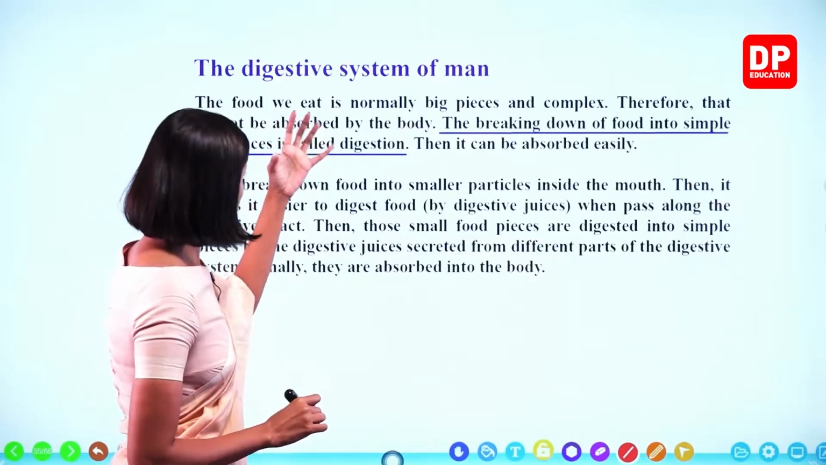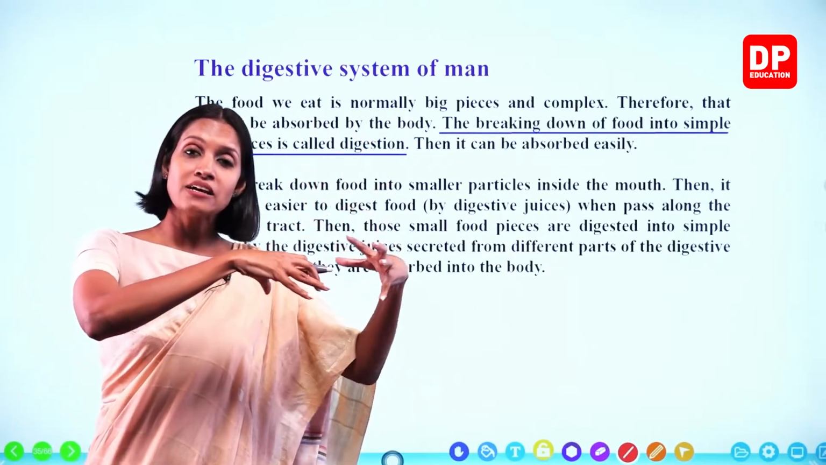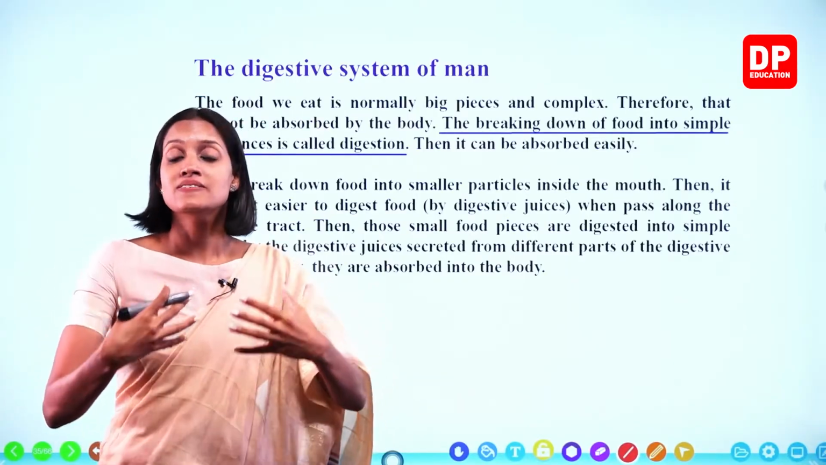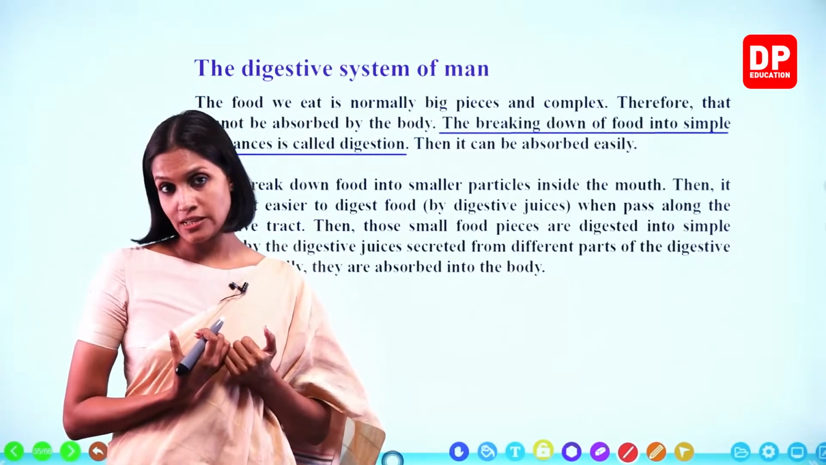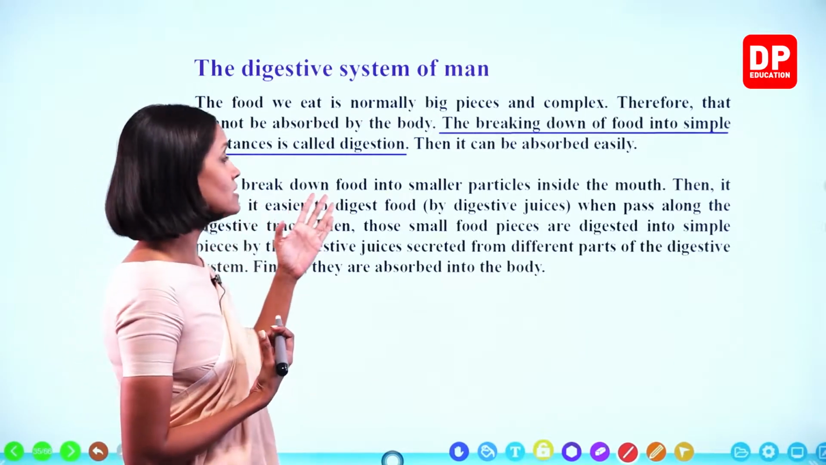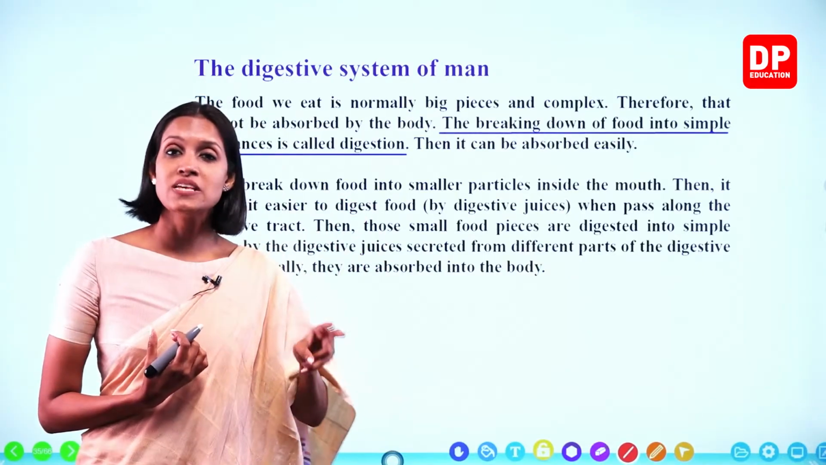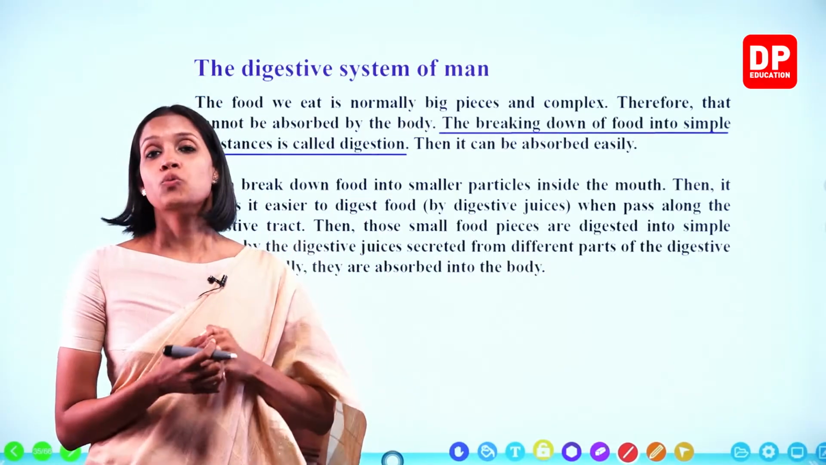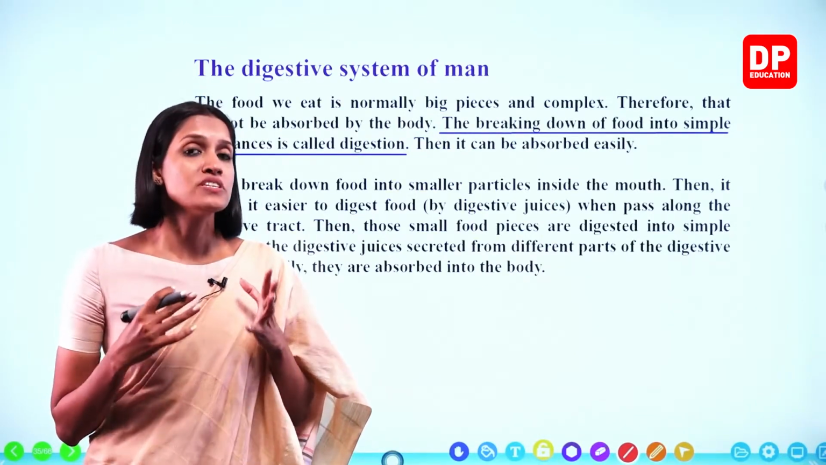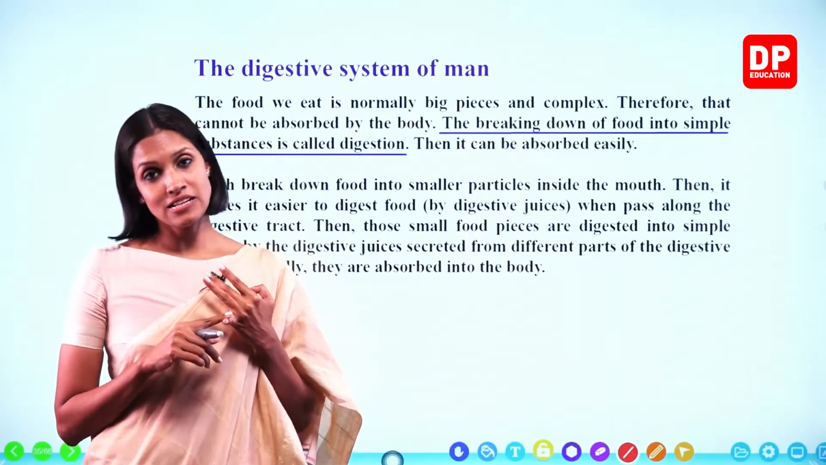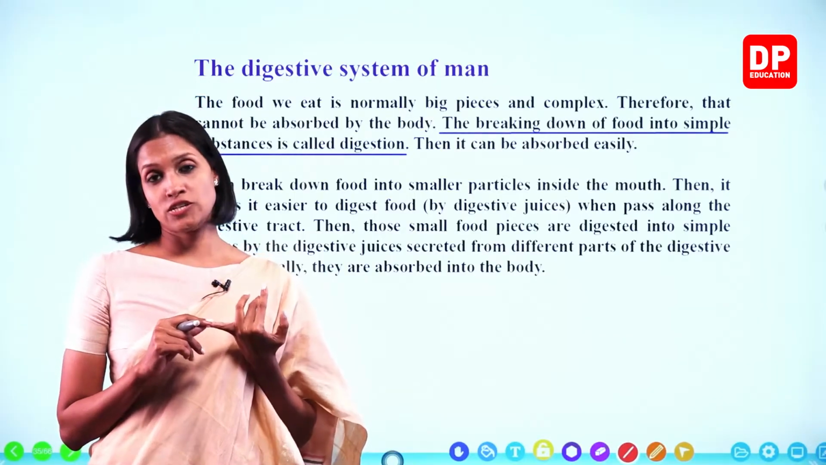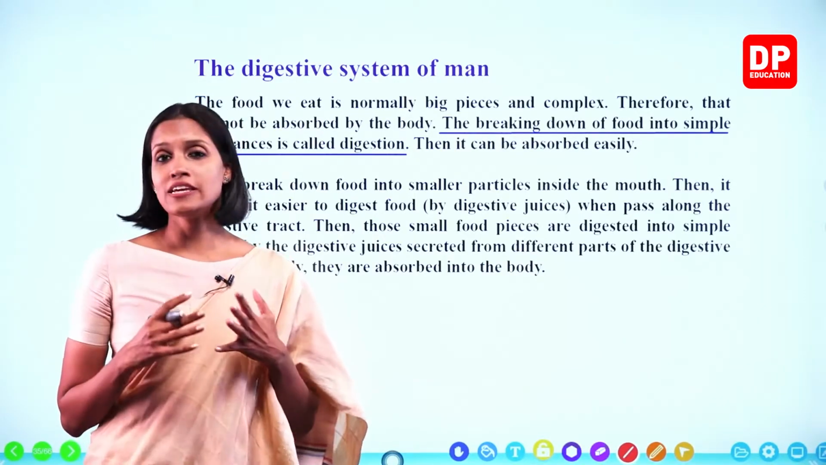During the digestion of food, the large food particles break down into small pieces. After that, when it is simple, your body can absorb it easily. Now, the digestion of food takes place in two main steps. What are the two main steps, children? There are two types of digestion. The first type is known as mechanical digestion. The second is known as chemical digestion. So what is the meaning of mechanical digestion, children?